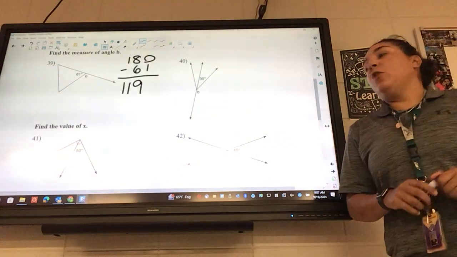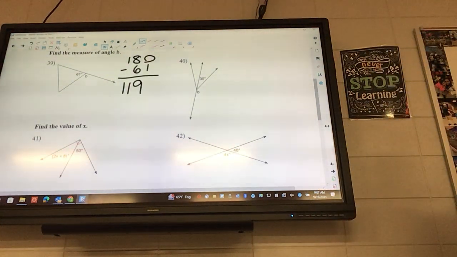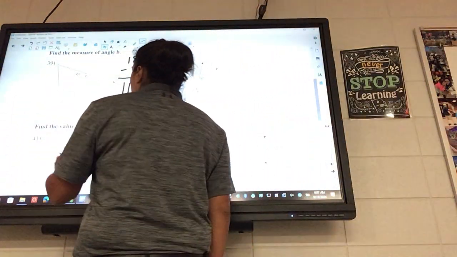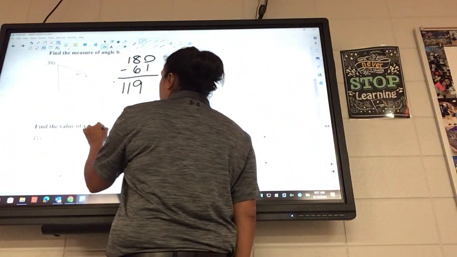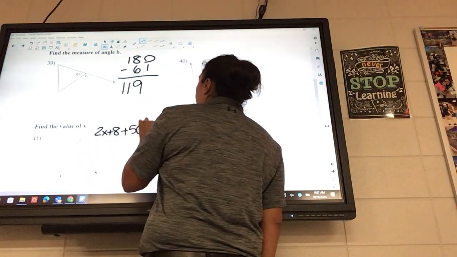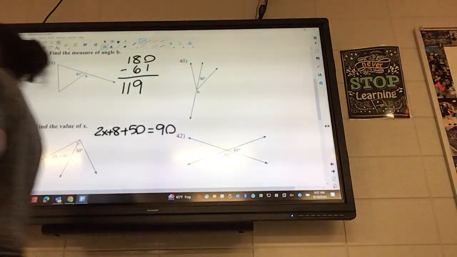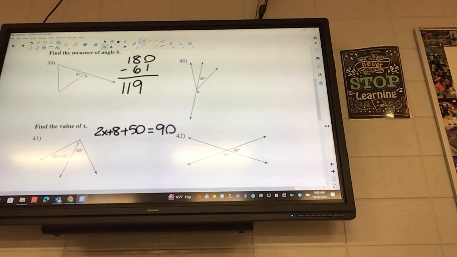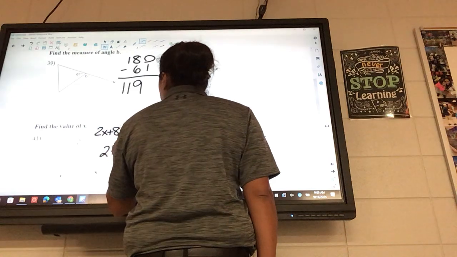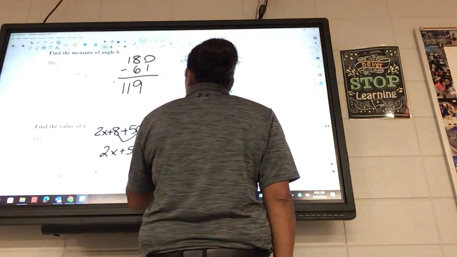Okay, and then 41. Is that complementary or linear pair? It's a comp. How do we know it's a comp? The right angle, okay? Or it's the smaller of the 2. So you take the 2 angles, 2x plus 8 plus the other one, which is 50, and you set it equal to 90 because comp is 90. If it's linear pair, it's 180. If it's comp, it's 90. And you're going to solve. So we can go ahead and combine. We get 2x plus 58 equals 90.